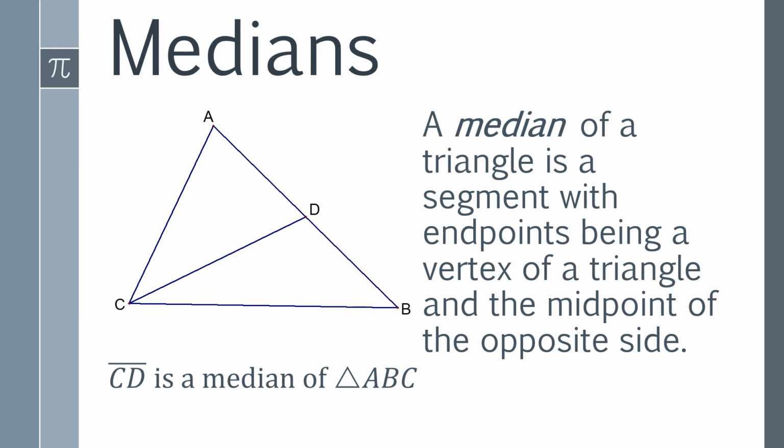A median of a triangle is a segment with its endpoints being a vertex of a triangle and the midpoint of the opposite side. So in this picture, we have segment CD, and it is a median of triangle ABC. If it's a median, then that makes this segment congruent to this segment. They both would have equal lengths. D would also be the midpoint of segment AB.